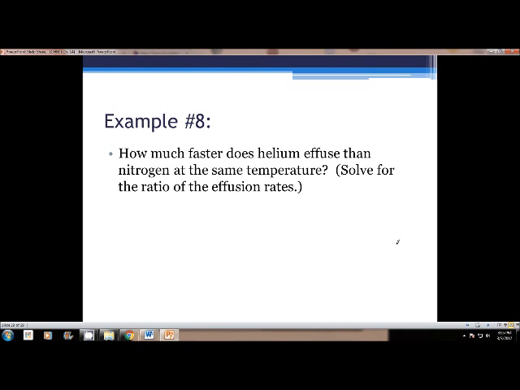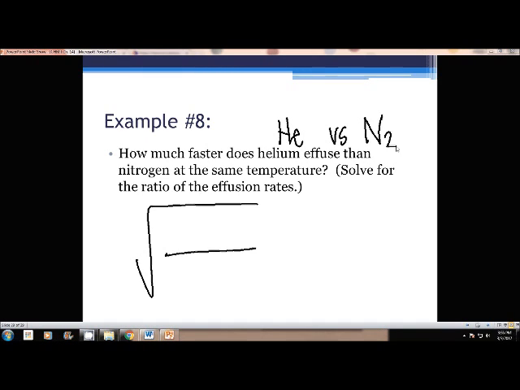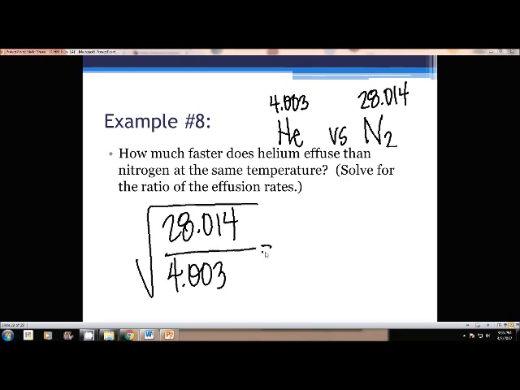How much faster does helium effuse than nitrogen at the same temperature? So we're going to solve for the ratio. Underneath my square root sign, I'm comparing helium versus nitrogen, which is diatomic. Helium has 4.003 as its molar mass, and nitrogen, one of them is 14.007, so two of them is 28.014. 28.014 is bigger, so I'm going to put that on top, and then the 4.003 will go on the bottom.